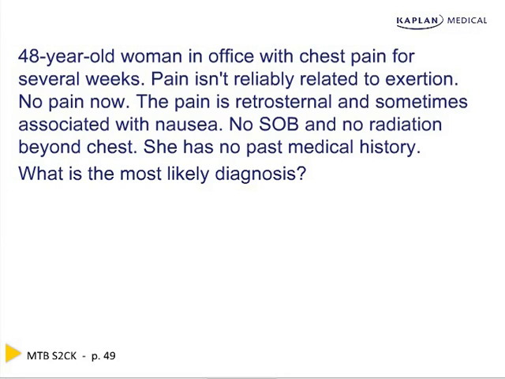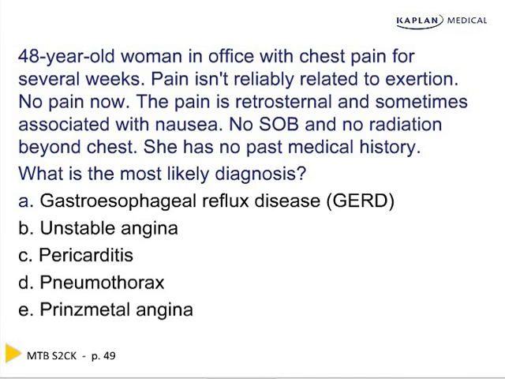This is a 48-year-old woman. As 48, she's neither very young nor very old. The second thing is that this is atypical chest pain. The pain is not reliably related to exertion. There is no pain now. The location is correct, which is retrosternal, and sometimes associated with nausea is incredibly nonspecific. And she has no past medical history. So the most likely diagnosis in this case, in a young, healthy female with no risk factors, is reflux disease.